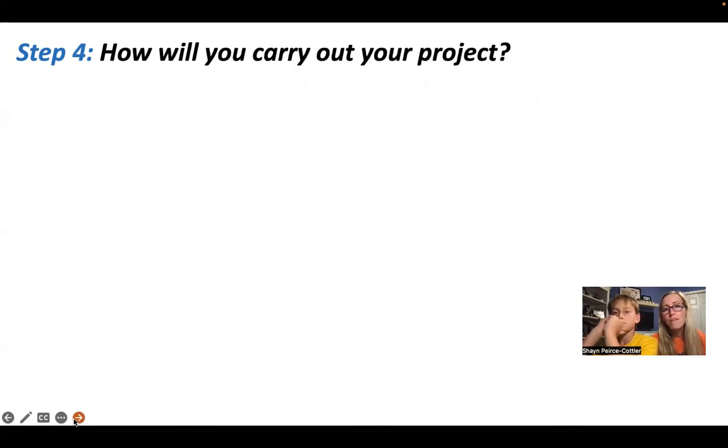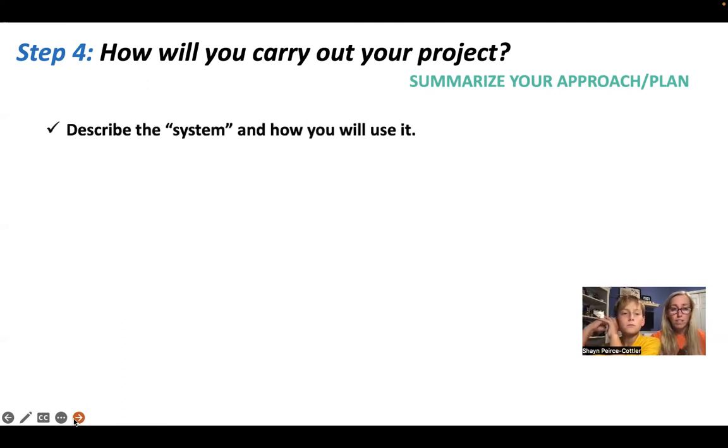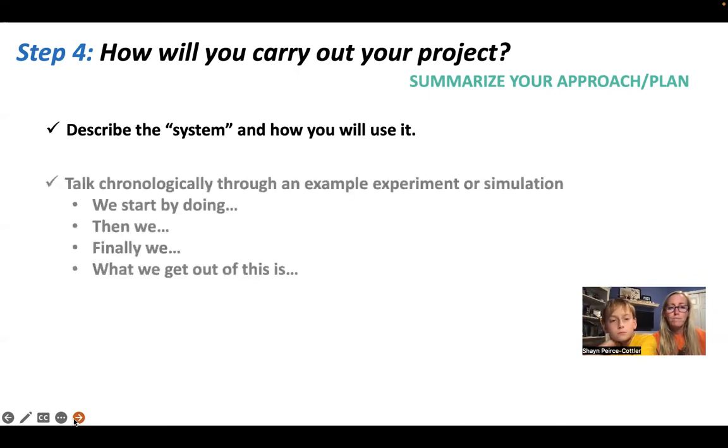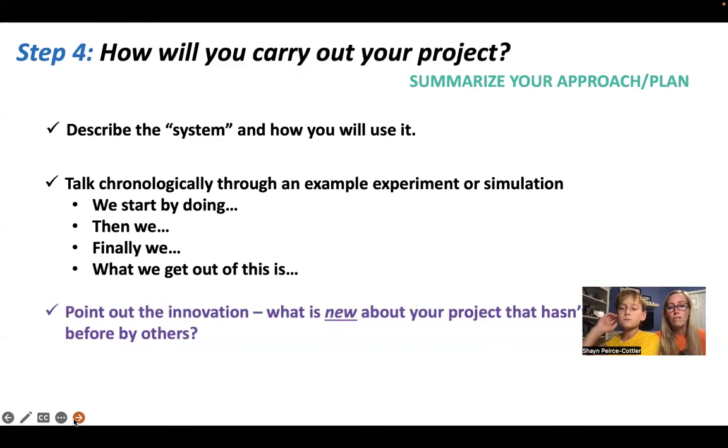And step 4, how will you carry out your project? Well, I think this is probably the easiest step for most people. It's basically summarizing your approach or your plan in a few sentences. So you could, for example, describe the system that you're studying and how you will use it. Or you could talk chronologically through an example experiment or a simulation. We will start by doing such and such, then we will move on to so and so. Finally, we will get to this last part, and in the end, what we will get out of this is so on and so forth.